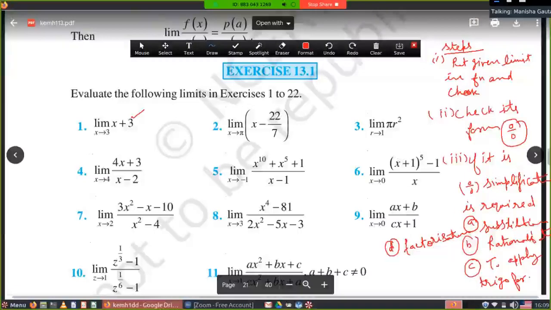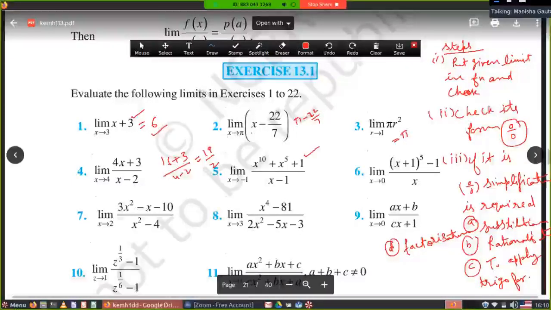Here in the question, first, as I put 3 at the place of x, you are getting 3 plus 3, that is equal to 6. Now this is the answer. In the second question, if you put pi, because the limit is tending towards pi, you get pi minus 22 by 7. This will be the answer. When r tends towards 1, you put r equal to 1 and you are getting pi. And here when you put 4, 4 fours are 16 plus 3 upon 4 minus 2, that is 19 upon 2. And here if you put x equal to minus 1, you will get the solution.